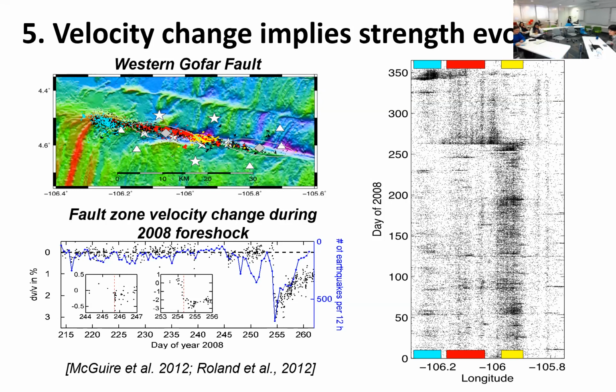So my final item on how earthquake seismology may tell us about fault structure is not just to look at the static picture of a low velocity zone, but also look at how the velocity structure is actually changing with time. And by time, I'm not meaning geological time, but real time that we can track. So it goes back to one of my favorite faults, the Gofar fault of the East Pacific Rise.